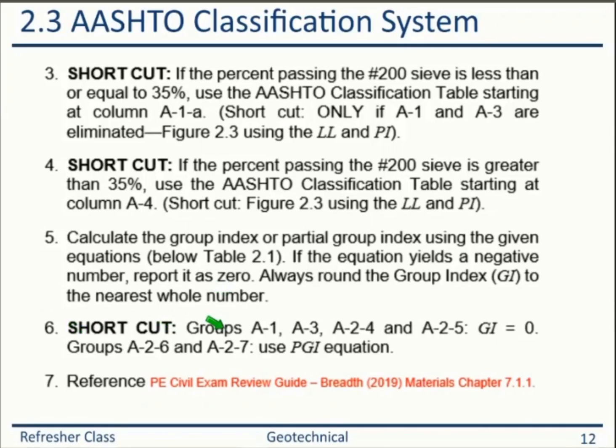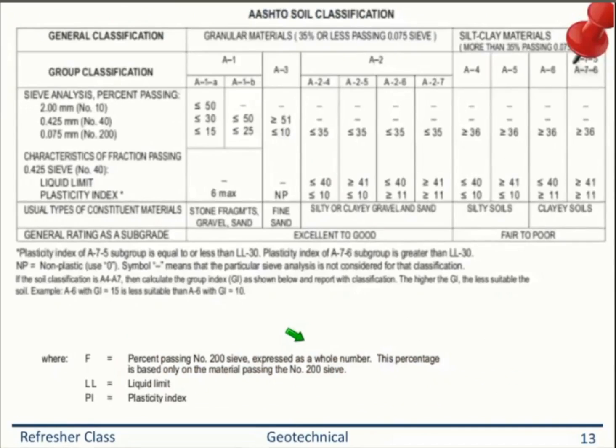Shortcut. In the table, groups A-1, A-3, A-2-4, A-2-5: if you classify your soil as one of these, then your group index GI is 0. You do not need to calculate the group index GI. If you classify the soil as A-2-6 or A-2-7, then you need to calculate this PGI. What does it mean? Let's go over the table now.